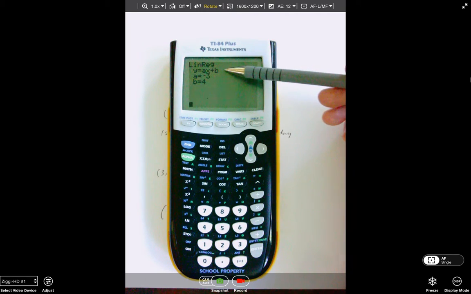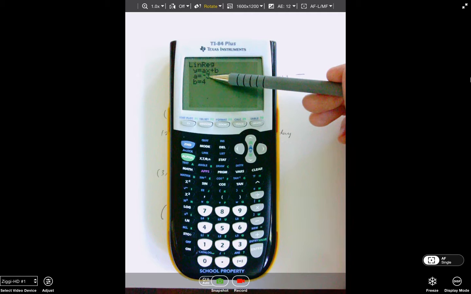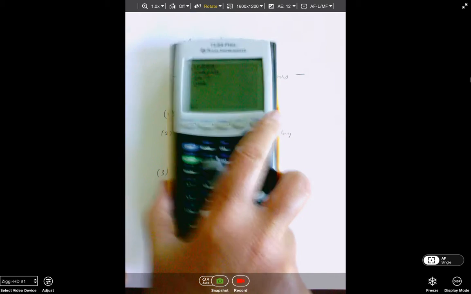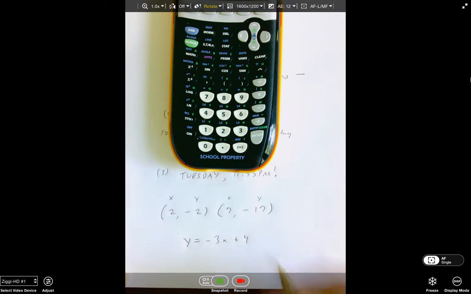Well, from the format that you have right here, and this is something I'll teach in the video, the number that goes with the x is called your slope. And the symbol or the letter they use for that is A. So I know that A is -3, so I know I have -3x. And I know B, which is my intercept, is 4, so I have -3x plus 4. So you can use your calculator to find the equation of the line being y equal -3x plus 4.